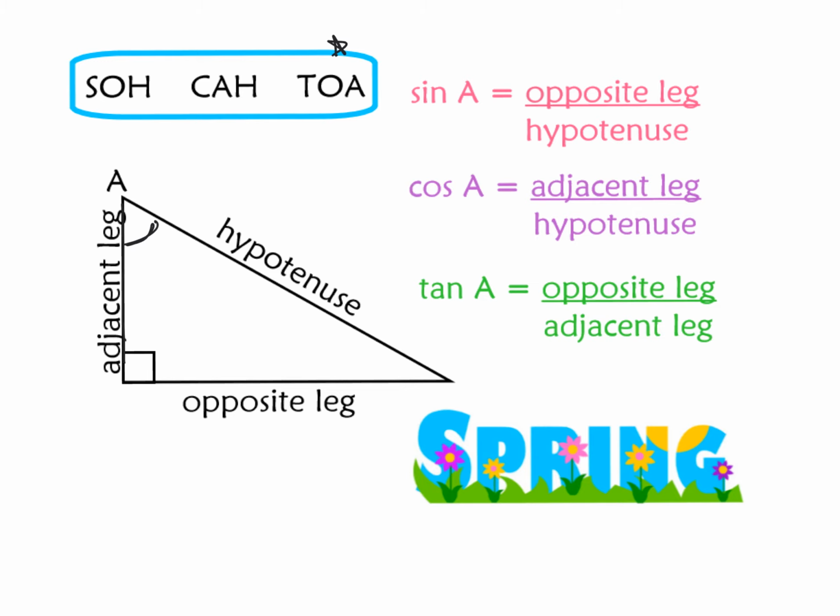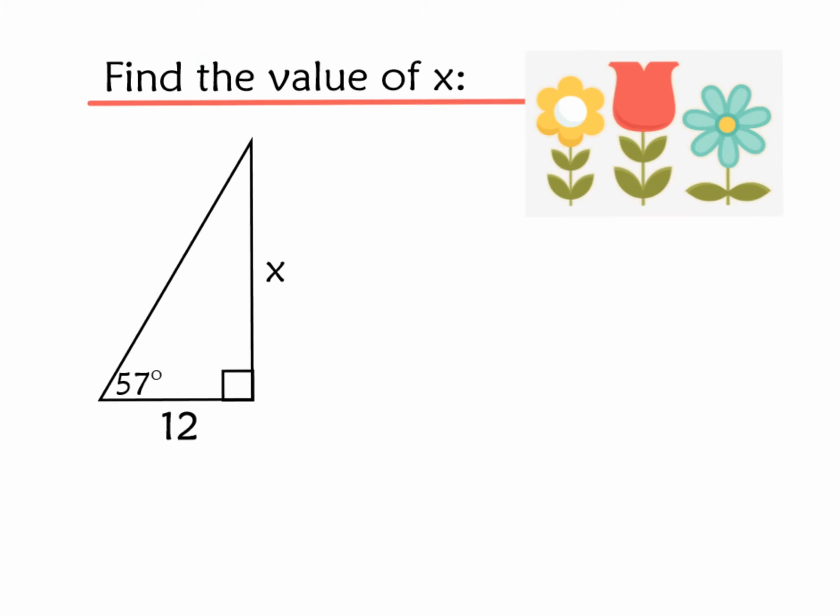So let's go ahead and get started. Today we're going to solve for sides again. I'm going to position myself at the angle that I know, and it can't be the right angle. It has to be any other angle. So if I position myself here at the 57, the 12 is the adjacent leg. The x would be the opposite leg. Now this other side that I haven't labeled is the hypotenuse, but it's not a known value or the variable, so I don't really want to worry about it.